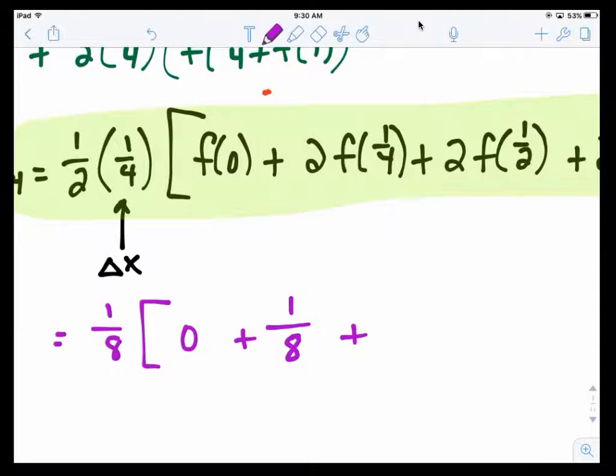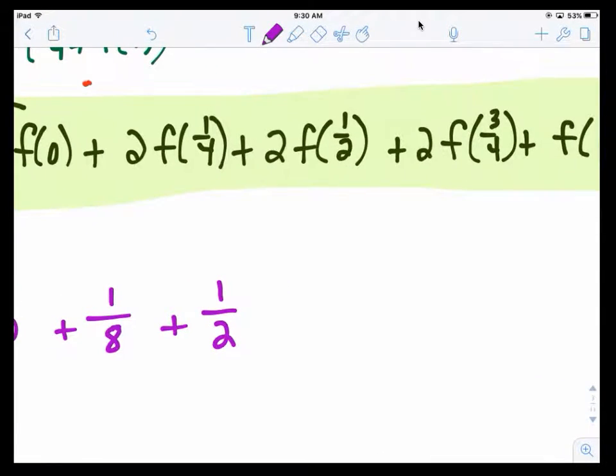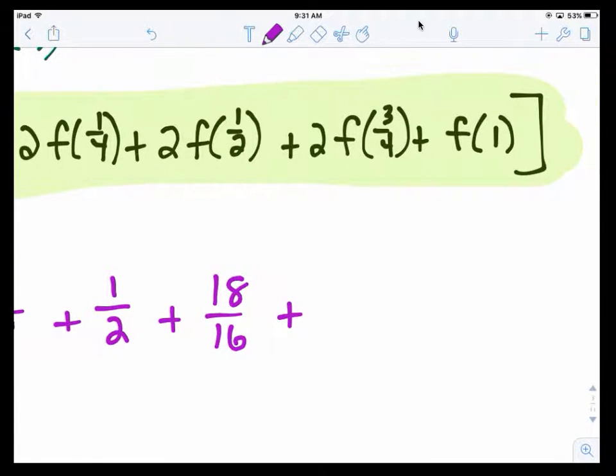Does that make sense? Okay, and then when you square 1/2, you get 1/4. You multiply that by 2, you get 1/2. If you square 3/4, you get 9/16. Times 2 would be 18/16, yeah, that's what I meant. And then f of 1 is just 1.